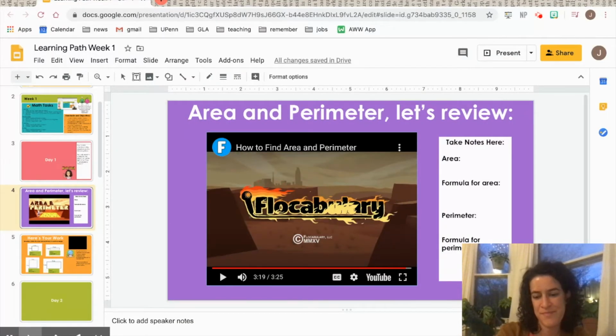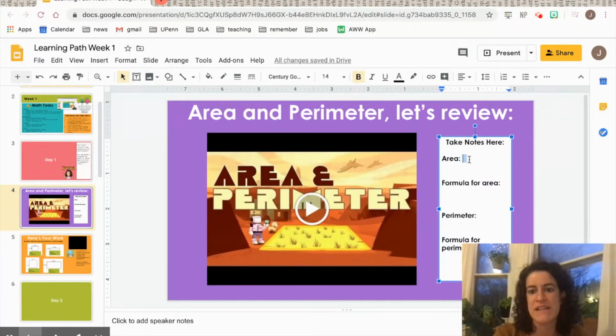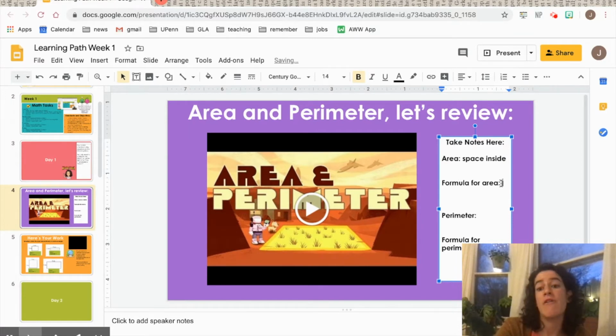Seriously. Okay, so you should have taken notes during the video. I'm going to write down some notes here. So I know that area is the space inside. I like how they said that. It's going to help me remember it. And I remember that the formula for area means that I take the length times the width, and that will give me the area.